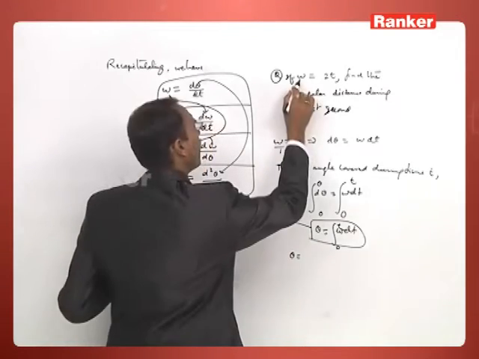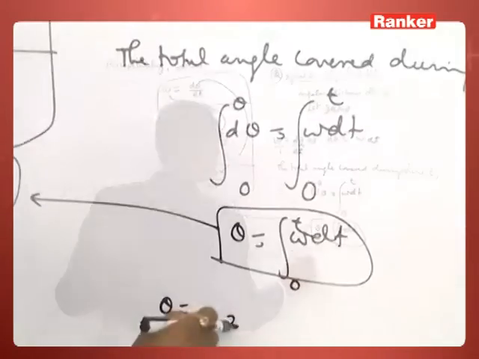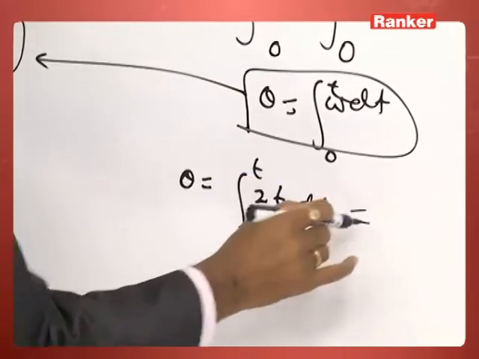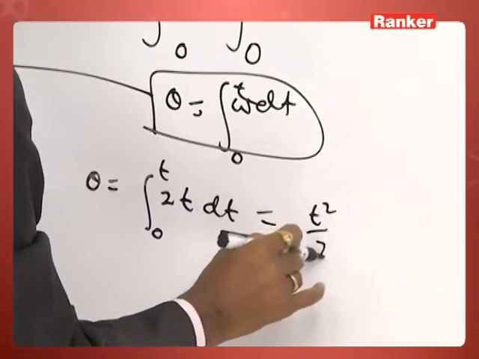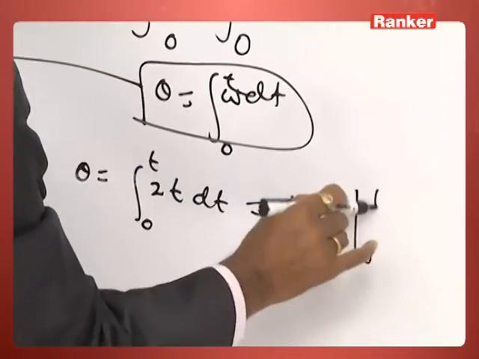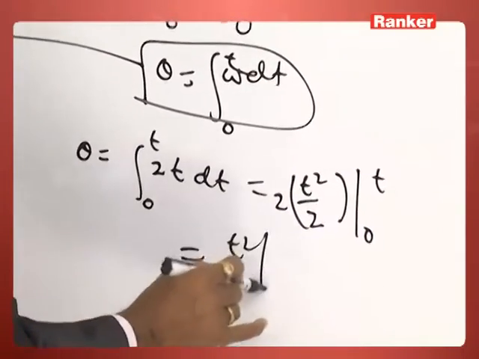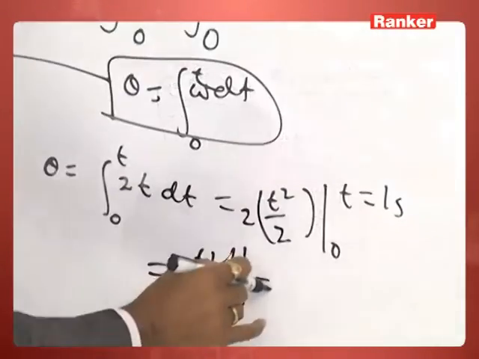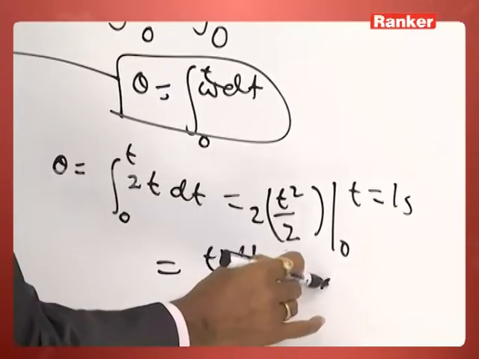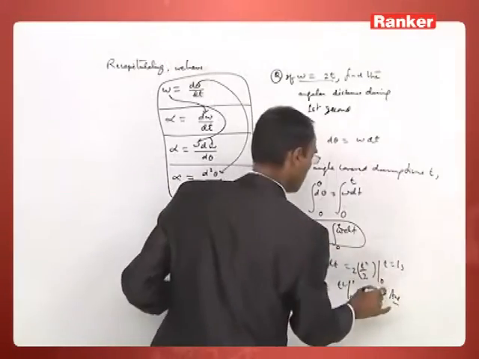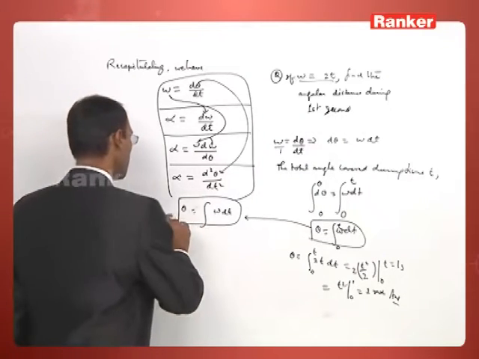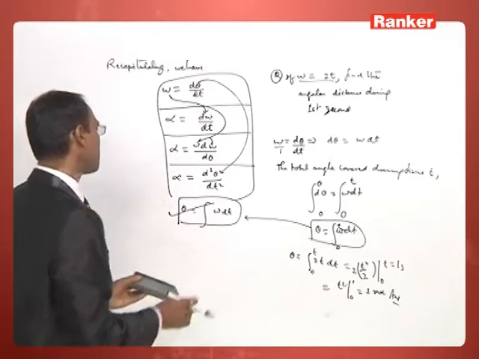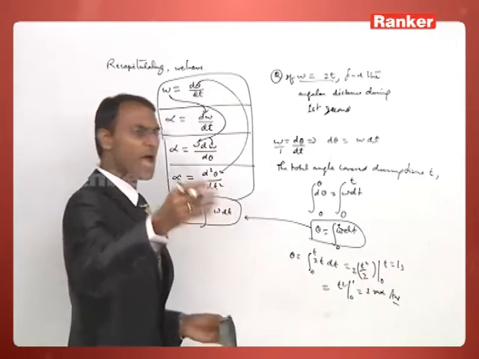Using this formula, we can substitute omega is 2t and integrate from 0 to t. So, how much are you getting? T square by 2 into 2. This is t square from 0 to t, and for the first second, from 0 to 1, that is 1 radian. Answer. So, this is the utility of this formula. This formula you can use only when theta is given as a function of time.